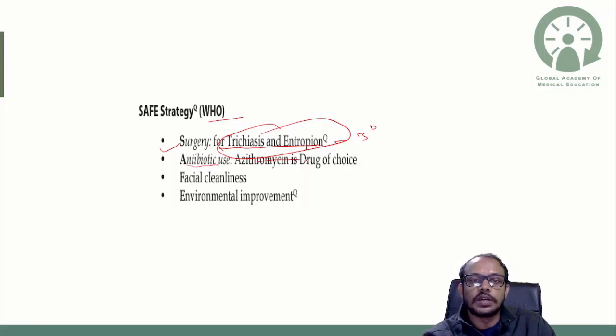Antibiotic use is a secondary kind of prevention. Facial cleanliness is the primary prevention, okay, to clean the face, and environmental improvement is a kind of primordial prevention, so that no risk factor is developed here, okay.